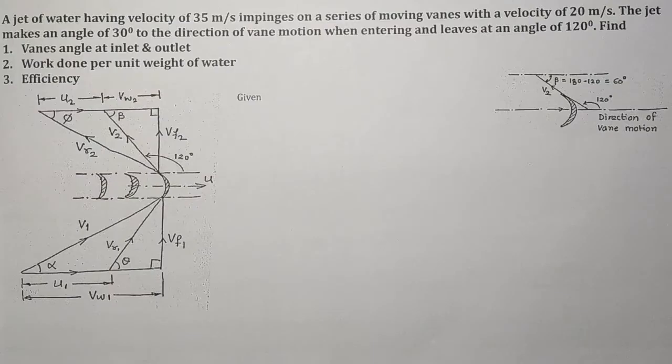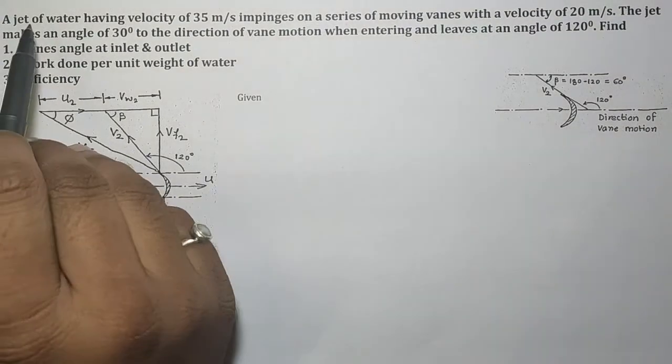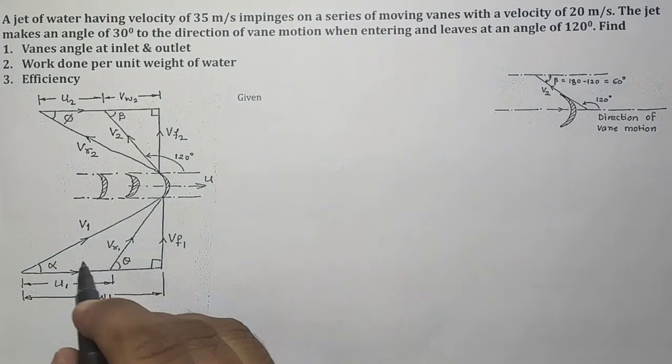Okay. The next problem is: a jet of water having velocity 35 meter per second impinges on a series of moving vanes with a velocity of 20 meter per second. The jet makes an angle of 30 degree to the direction of vane motion when entering and leaves at an angle of 120 degree. Find the vane angle at the inlet and outlet, work done per unit weight of water, and lastly the efficiency. Now here a jet of water having velocity 35 meter per second.